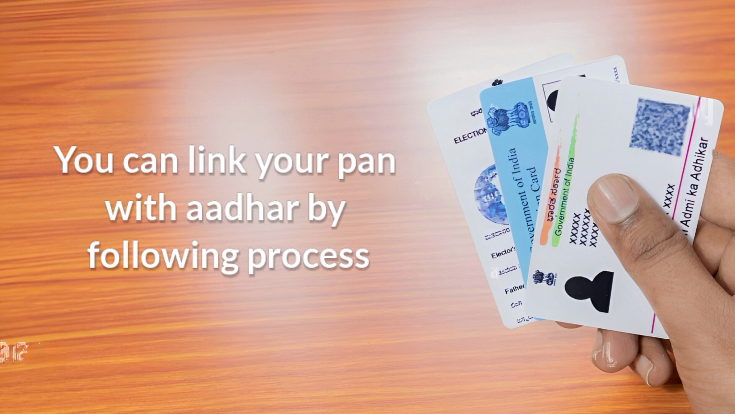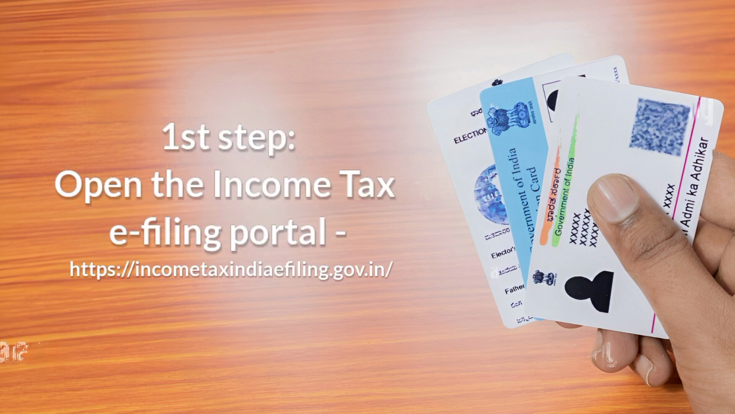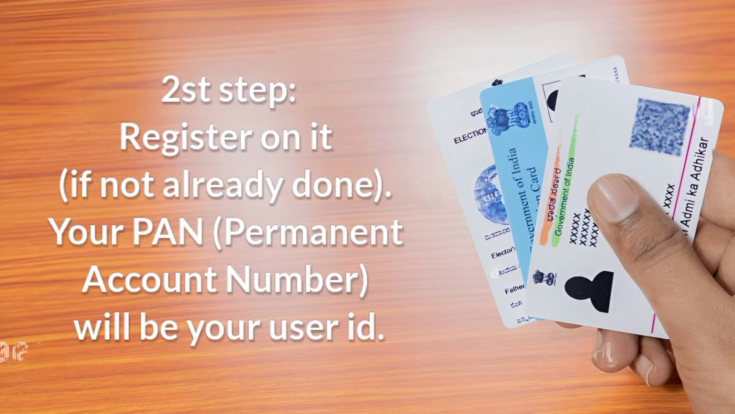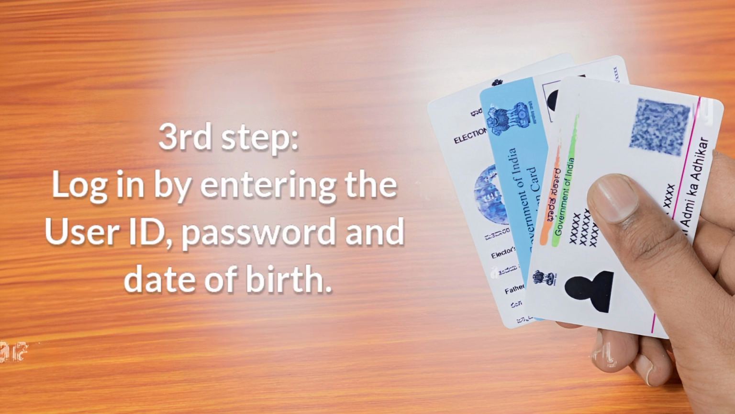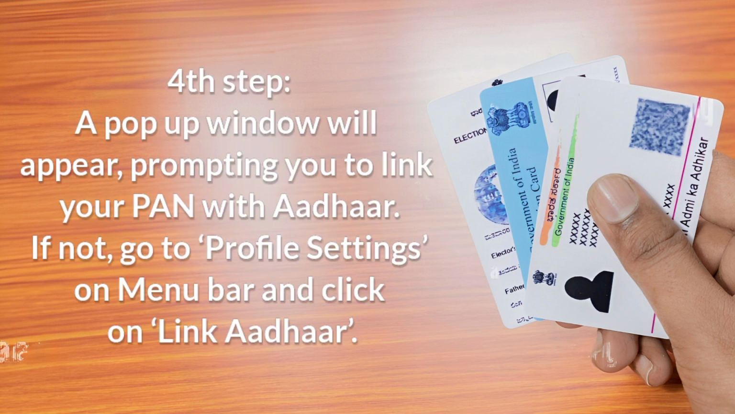You can link your PAN with Aadhaar by following this process. First step. Open the Income Tax e-filing portal. Second step. Register on it if not already done. Your PAN, permanent account number, will be your user ID. Third step. Log in by entering the user ID, password and date of birth.